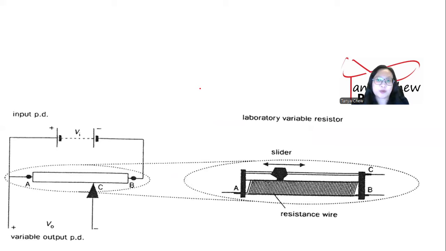So this is a circuit diagram of a rheostat. You can see that this is terminal A, which is here. This is terminal B, which is here. And C, which is connected to the slider. Since C can be slid left and right, depending on how much C is being slid, it will vary the resistance. That is how your resistance will be varied by sliding the C. And due to resistance being varied, output voltage will also be varied.